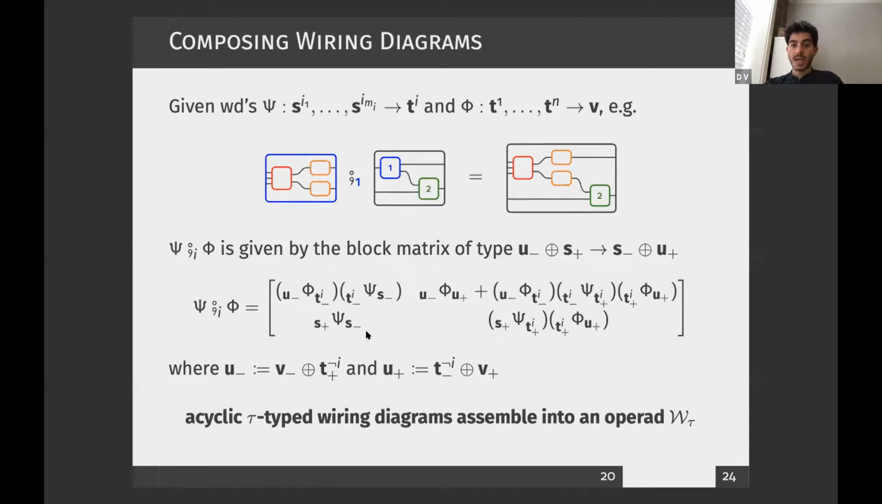This psi from S plus to S minus corresponds to wires of the box we're substituting in that aren't interacting with the outside world. They're fully internal, for instance this wire from the red to the orange. In turn, the upper right-hand corner corresponds to phi from U minus to U plus, which are precisely the wires we already had in the external picture, like this wire from two to the outside.